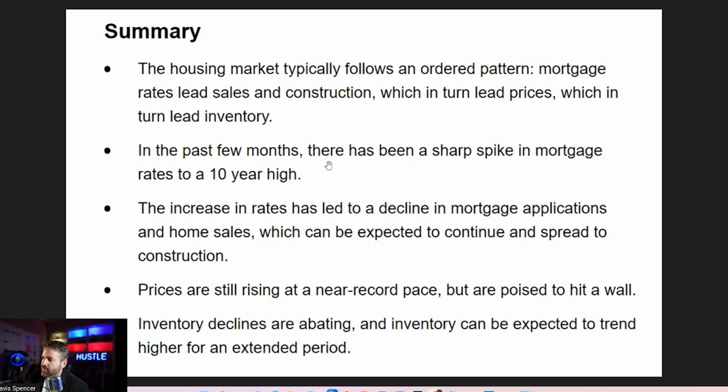In the past few months, there has been a sharp spike in mortgage rates to a 10-year high. The increase in rates has led to a decline in mortgage applications and home sales, which can be expected to continue and spread to construction. Prices are still rising at a near record pace, but are poised to hit a wall. Inventory declines are abating, and inventory can be expected to trend higher for an extended period.